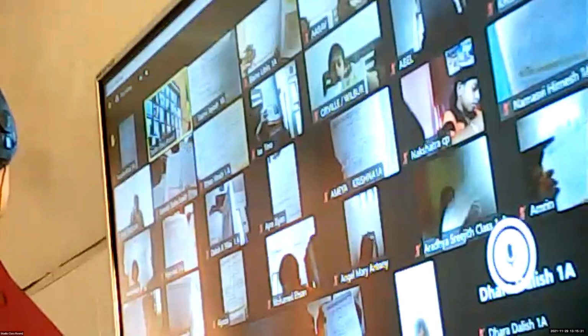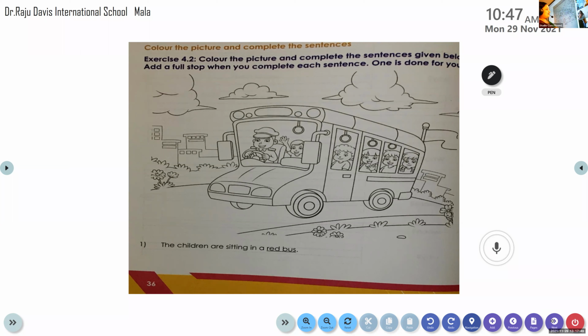All right, I give you the freedom to use your choice of colors. Do it on your own. Whatever colors you may like, you may use them. But do not try to give green color to the hair and all, which are not real things. Does anybody have green colored hair? No. So try to think and color accordingly. Did everybody understand that?